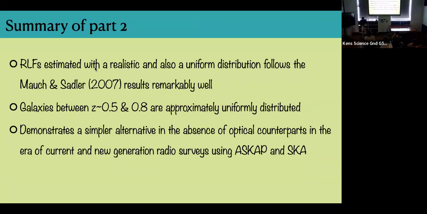Thank you for listening. Just to conclude, the main point here is that simple alternatives like simple statistical approaches and redshift distributions, for instance the uniform distribution that I showed, act as an alternative in the absence of optical counterparts to radio galaxies in the era of current and new generation radio surveys like ASKAP and SKA. I was asked to say this, that's why. Anyway, thank you.